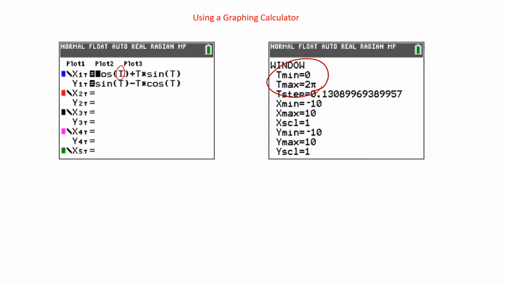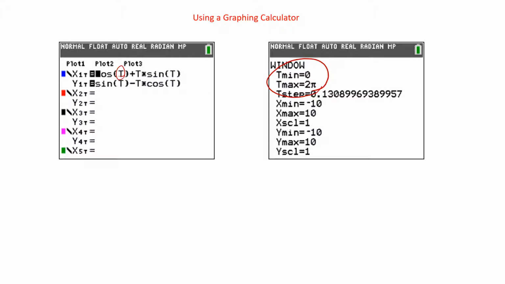The t step will set itself automatically, usually to right about here. That's just how often it's going to find that value. It'll plug in a value for t at every 0.13, which most of the time is going to be plenty. Again, it'll usually set itself, so you don't have to worry too much about it. If you are graphing something amazingly complicated, it might take a long time, but it's usually good. And then your X and Y windows, you're going to want to change based on your equation.